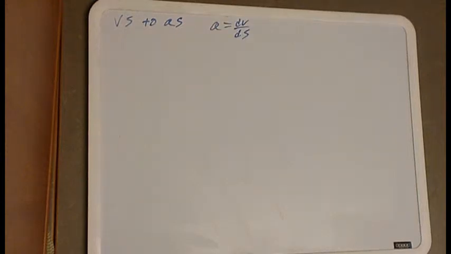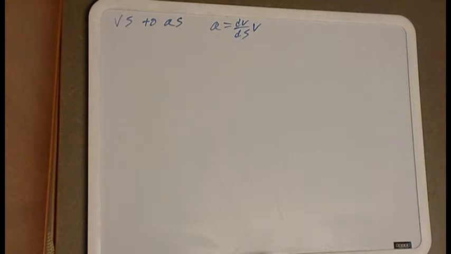Alright, now that we have done acceleration in terms of distance to velocity in terms of distance, we are going to do the reverse. We're going to do velocity in terms of distance to acceleration in terms of distance. So again, V is velocity, S is distance, A is acceleration. We're going to use the same equation we used in the first one, which is A is equal to dV over ds times V.